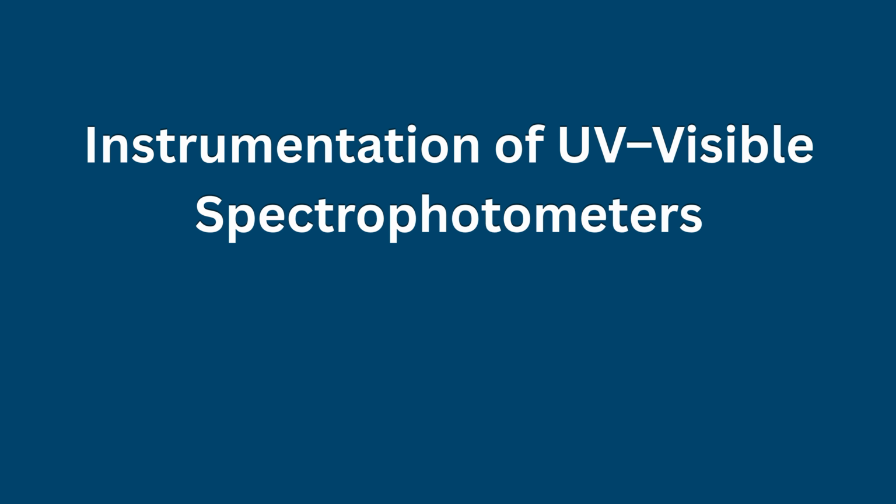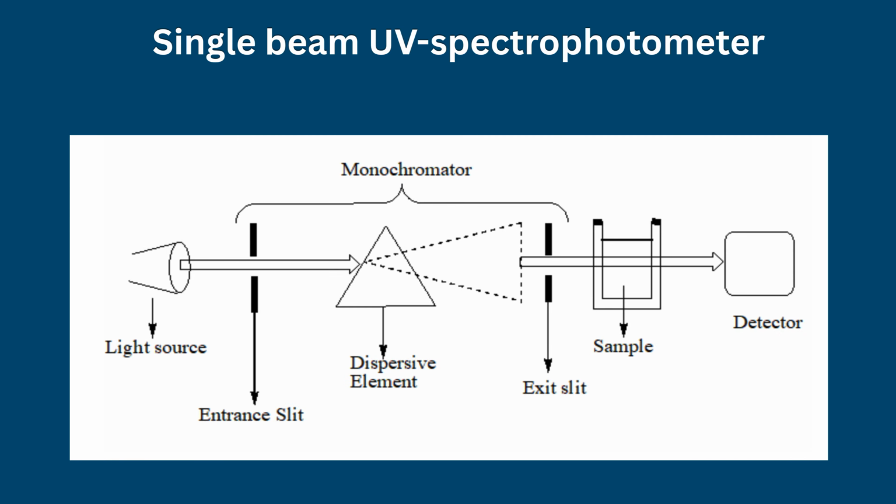Instrumentation of UV-visible spectrophotometers. Types of instruments. Single-beam spectrophotometer: measures sample and reference sequentially. To analyze one wavelength, the single beam instrument places a monochromator in between the source and the sample, to get the beam to a reference sample as well as the sample to be analyzed.